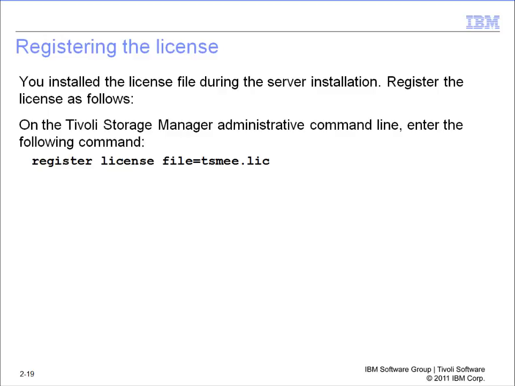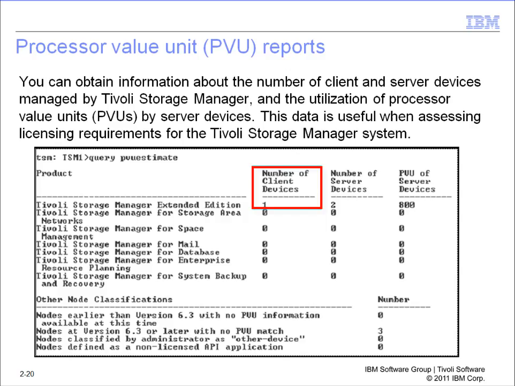One of the first steps you should take is to register your license. The register license command is register license file equal tsmee.lic. This is registering your extended edition license. To help you with your licensing, you can use the PVU calculator. This lets you know the number of server and client devices you have and the PVU per server.